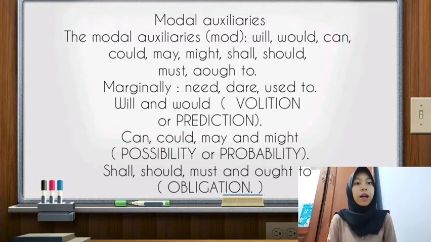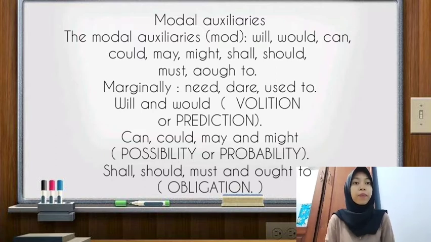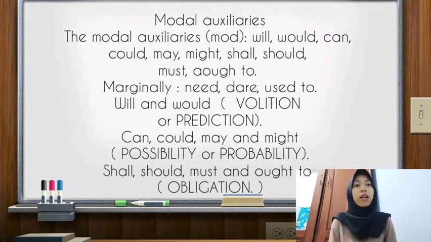Can, could, may, and might are possibility or probability. For example, Gigi can hug the baby. Gigi could hug the baby. The baby might like a hug. Shall, should, must, and ought to are obligation. For example, Gigi should hug the baby. The baby must want a hug.